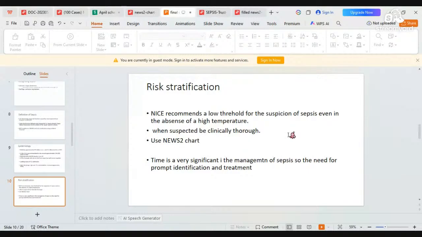For some cases it's 1 hour, some 3 hours, and some 6 hours, basically from the time you have your values put together. For some cases you have to administer antibiotics within the first hour, in some instances within the next 3 hours, and in some cases within 6 hours. This helps you ensure that antimicrobial stewardship is followed, so that you avoid resistance. So I did mention earlier that time is very significant in the management of sepsis, so the need for prompt identification and treatment.